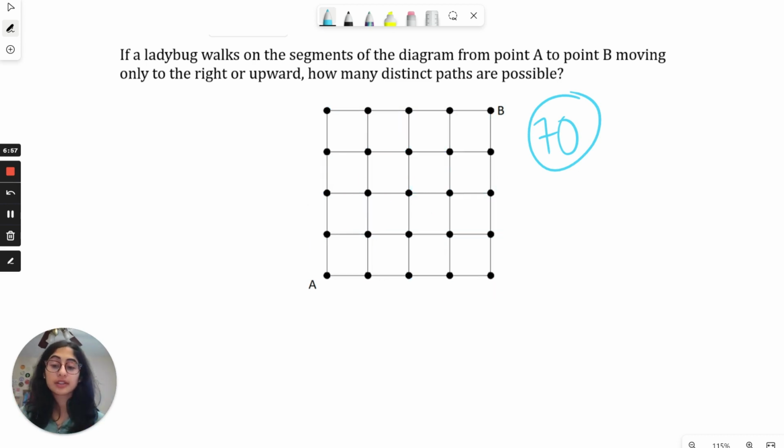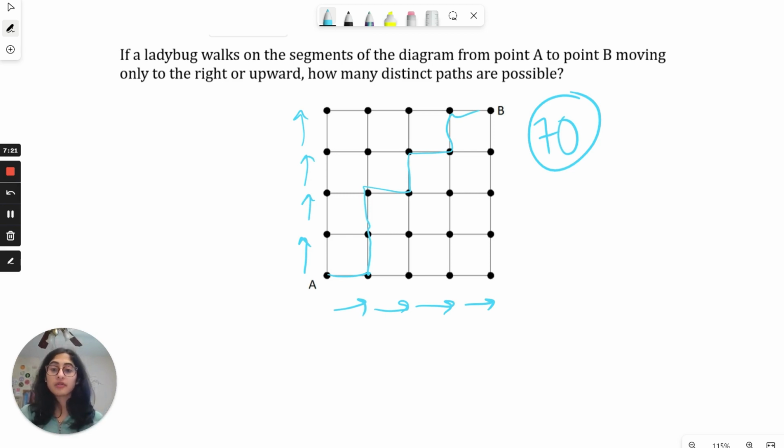Well, if you think about this, how do you get from point A to point B? Regardless of what path you take, you're going to have to go right 4 times and then go up 4 times. It's just a different combination of rights and ups, right? You can either go right, up, right, up, right, up. But regardless of how you do this, you're still going right 4 times and you're still going up 4 times.